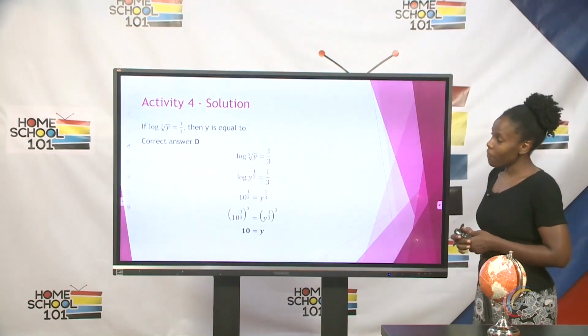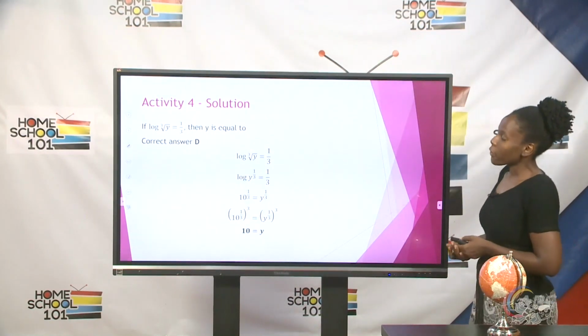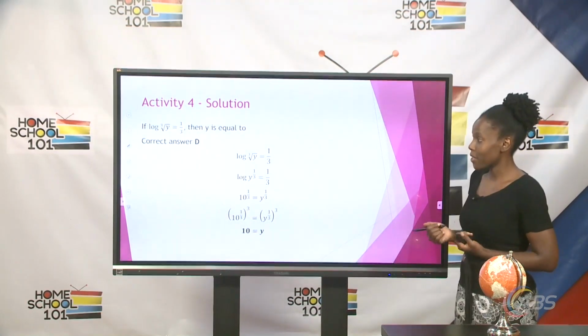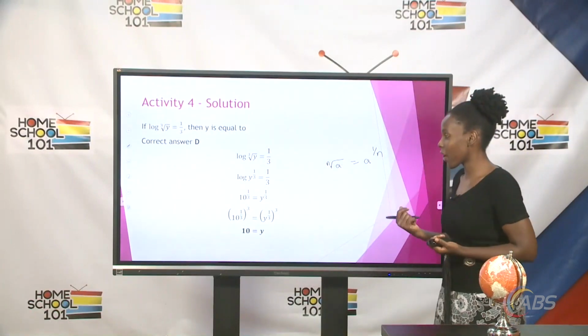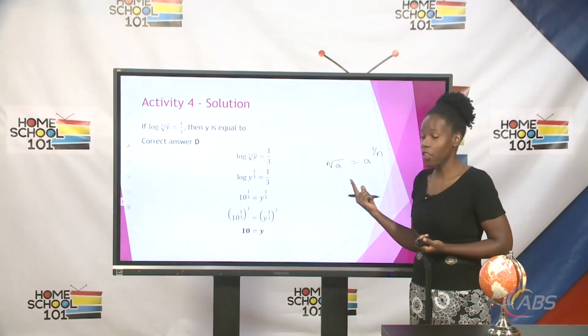Right. So if we are looking at the solution, we're given the logarithm of the cube root of y, and we are told that this is equal to 1/3. So the first thing I would do, so this cube root of y, remember again I said you need to apply a lot of exponents. So we're applying the property which states that the nth root of a is equal to a to the 1 over n. So because I have that as the cube root of y, I would simply write this as y to the power 1/3. So it becomes logarithm of y to the power 1/3 is equal to 1/3.